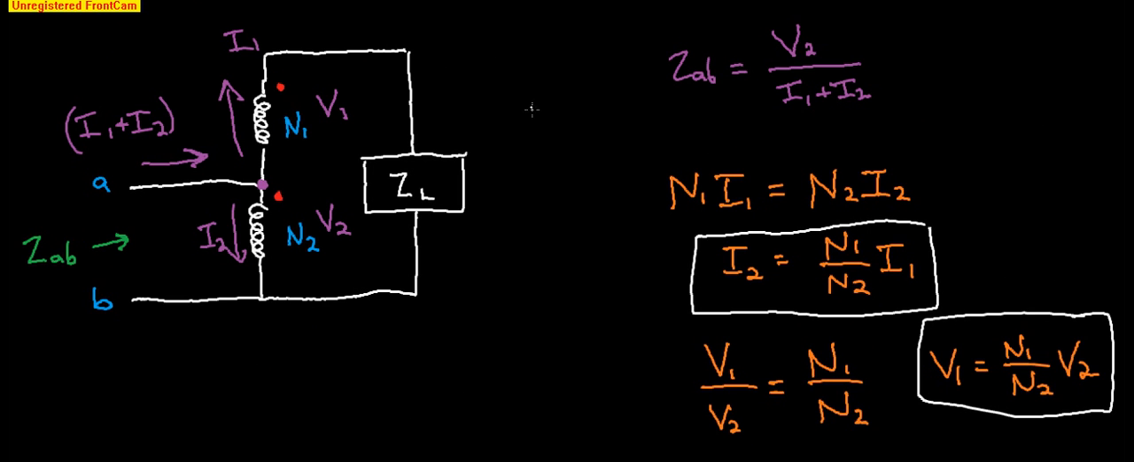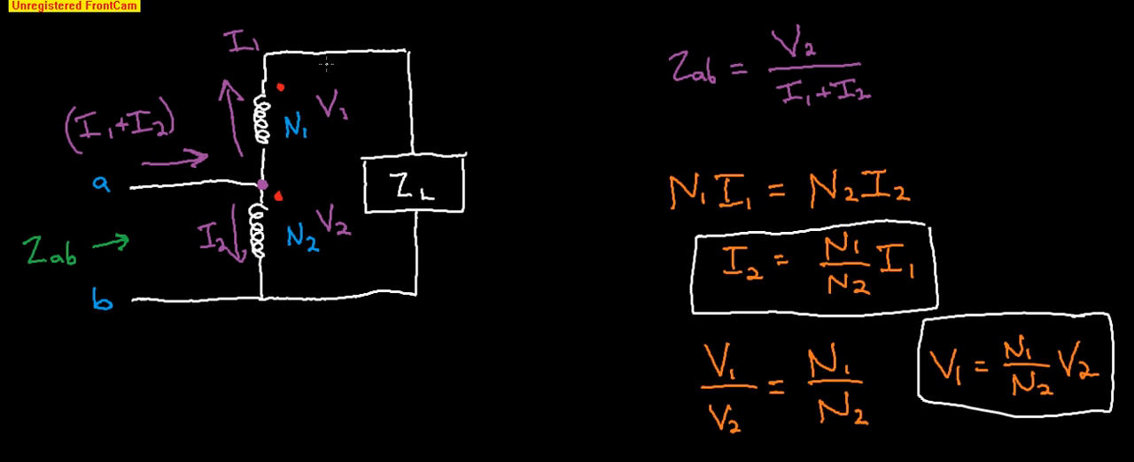Now notice, this is good that we have I2 in terms of N1 over N2, and we've got a V expression in terms of N1 over N2, but we can't just plug these in up here and get the expression we want yet. So we have another equation that we have to pull from our circuit.